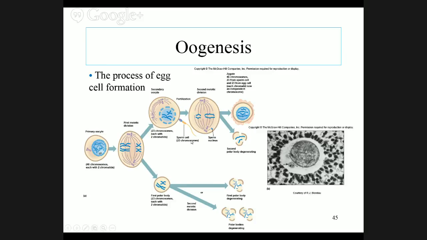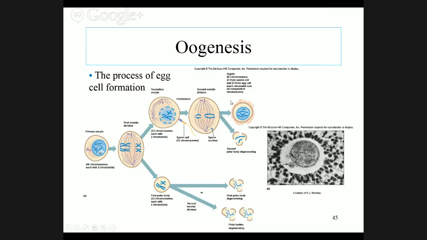The sperm cell attaches with its 23 chromosomes. There's a second meiotic division, and then you have a zygote: 46 chromosomes, 23 from the sperm, 23 from the egg. Each chromatid is now an independent chromosome.